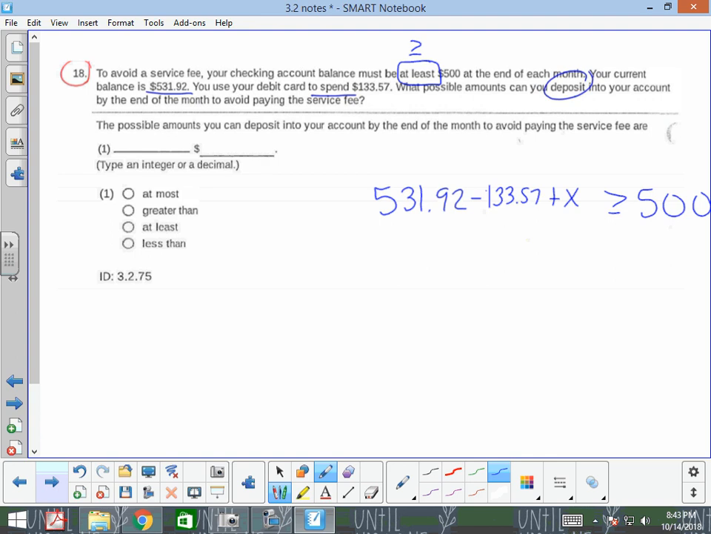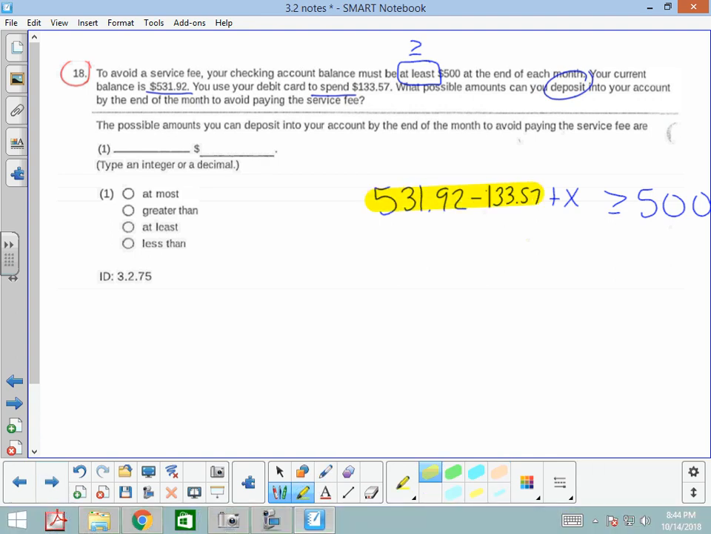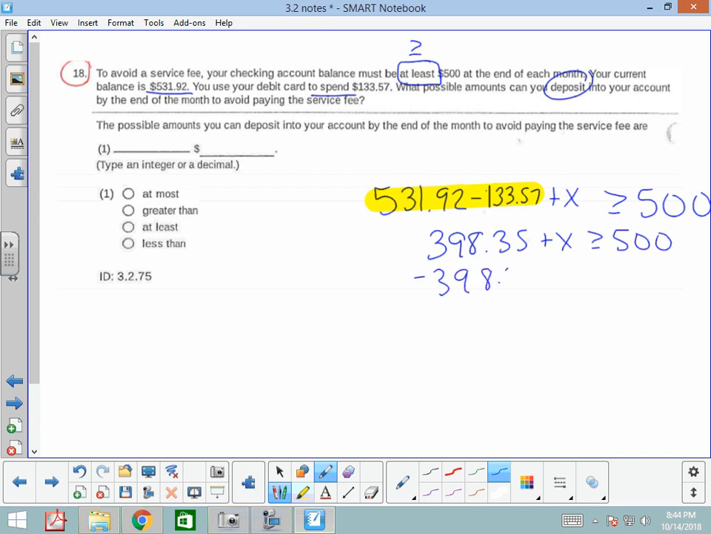All right, so first let's combine 531.92 minus 133.57. So that's 398.35 plus the deposit equals 500. So subtract, use your calculator. 500 minus 398.35 is greater than or equal to 101.65.